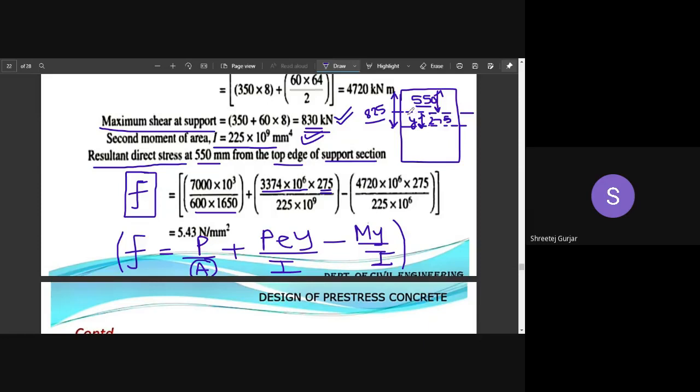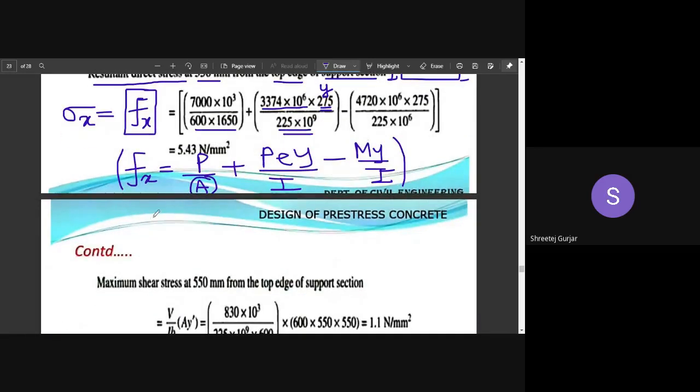Y at the top will be 825, and Y at the bottom will be 825 itself, right? So if you want anywhere in between, we have to calculate. We have calculated it, and it is coming as 275 mm. So Y we have substituted, that is 275 divided by I. Similarly, minus M y by I, we have substituted M, that is 4720, which we have calculated, into Y by I. From this, we have got the direct stress or the normal stress, which we require in the X direction. In the Y direction, there is no vertical pre-stress, hence Fy will be equal to 0.